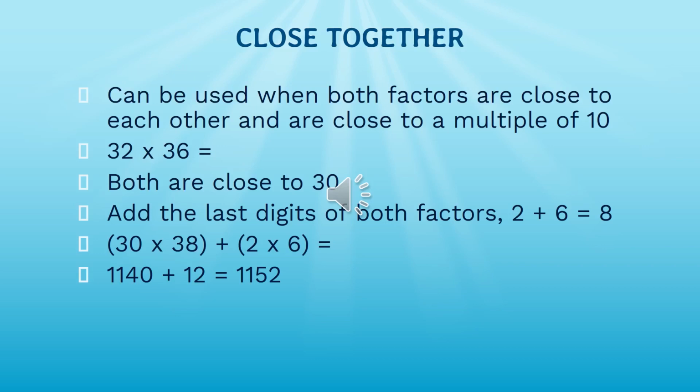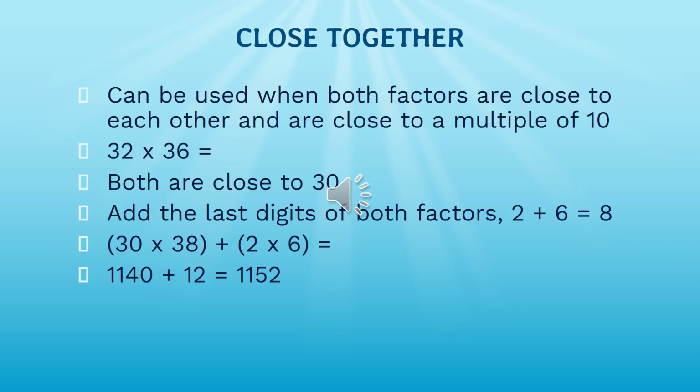And the next step would be to multiply the last digits, which are 2 and 6. Multiplying 2 and 6 gives me 12. Adding 12 to 1140, which is the product of 30 and 38. So here 1140 plus 12 is equal to 1152. Now recall that what we did was first to decide which multiple of 10 these two factors are near or close.